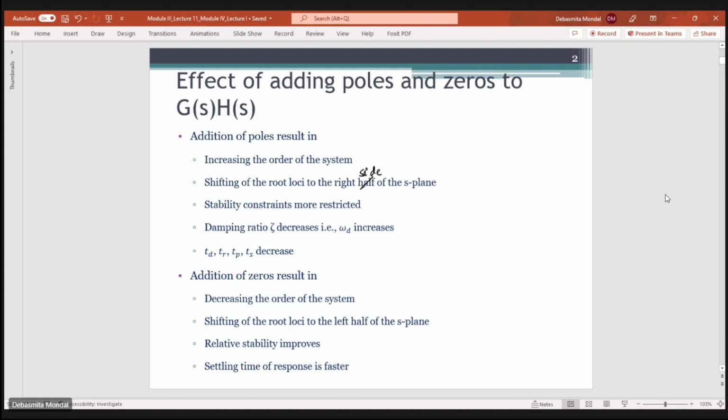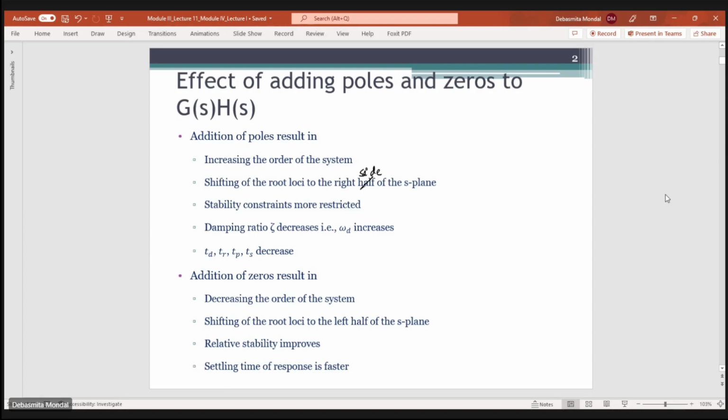However, on the contrary, if you add zeros to your open loop system, that is reflected as a decrease in the order of the system, because the root locus is now shifted towards the left side of the S-plane. The moment the root locus shifts more towards the left half, the relative stability of my overall system improves, because it is moving farther away from the imaginary axis, and the farther we move from the imaginary axis, the better the relative stability. Also, the settling time of the response is faster if you add zeros to your open loop transfer function.